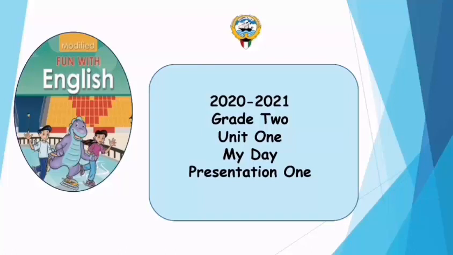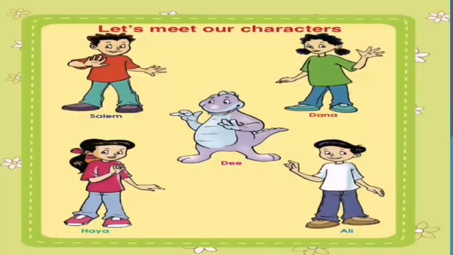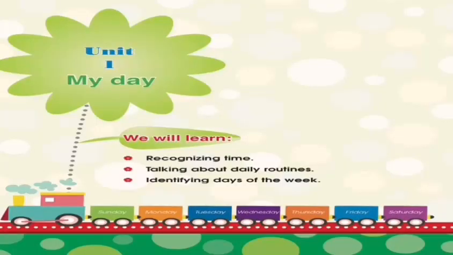Today we are going to talk about Unit 1, My Day. Here we have some characters for this year: Salim, Dana, Dee, Haya and Ali. We are going to say it again: Salim, Dana, Dee, Haya and Ali. In Unit 1, we are going to talk about my day. We are going to recognize time, talk about daily routine, and identify days of the week.